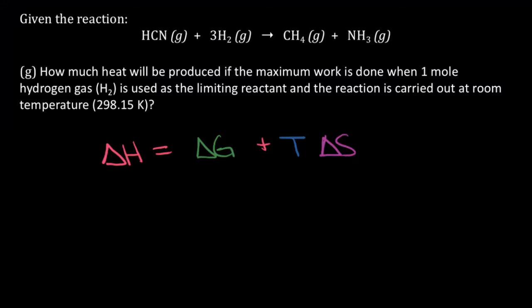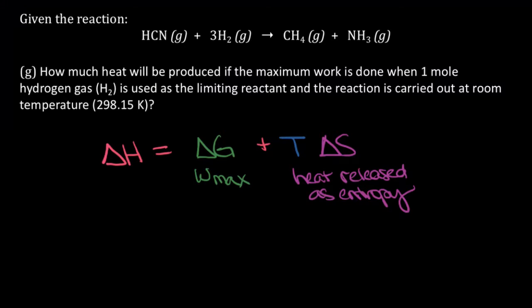If we rearranged our equation, our delta G equals delta H minus T delta S, and we added T delta S to both sides, we see that the enthalpy change, the delta H, part of it is that delta G, which was our maximum work. And then the other part is the entropy change, and this is just the heat released as entropy. The question asks us how much heat will be released as entropy. Well, first it says that it's going to be 1 mole of hydrogen gas. And the equation, remember, said we had 3 moles of hydrogen gas. So we're going to use 1/3 of our final product.